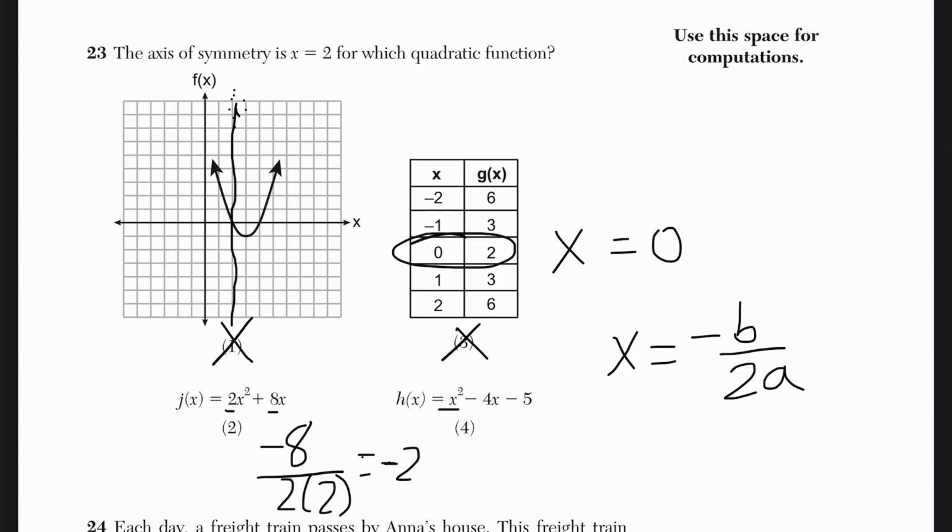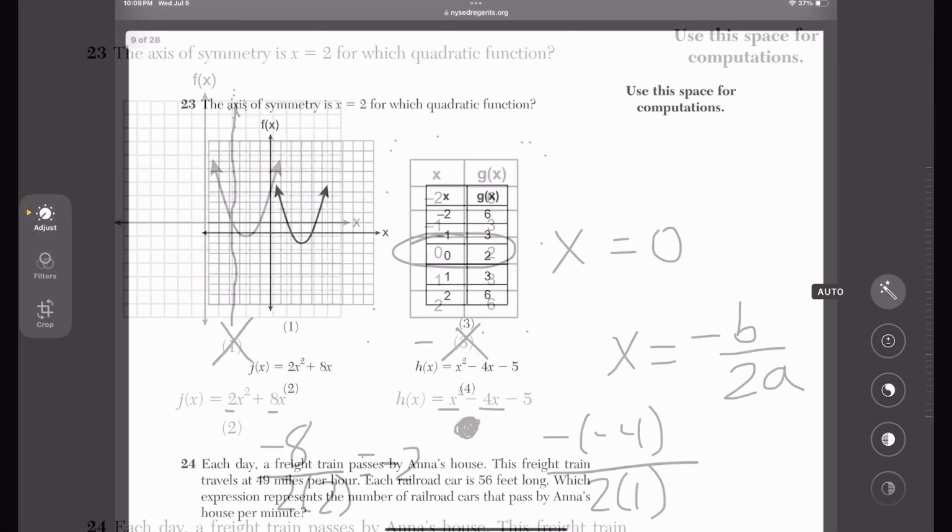And in this one, a is 1, b is negative 4. So it'd be negative negative 4, which is positive 4, over 2 times 1, and that would be positive 2. Again, you could always plug that into your graphing calculator, look at a table like this, and see if the vertex is 2, if the turning point's at 2 comma blank.